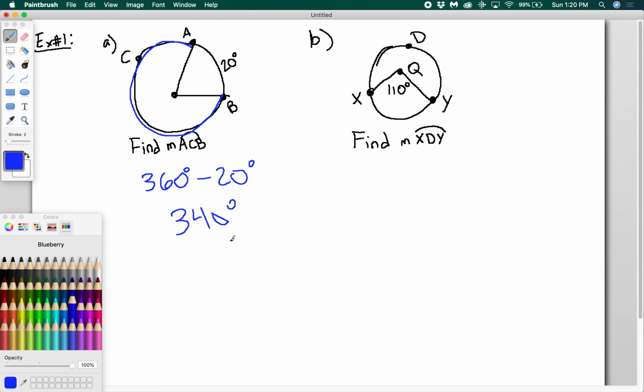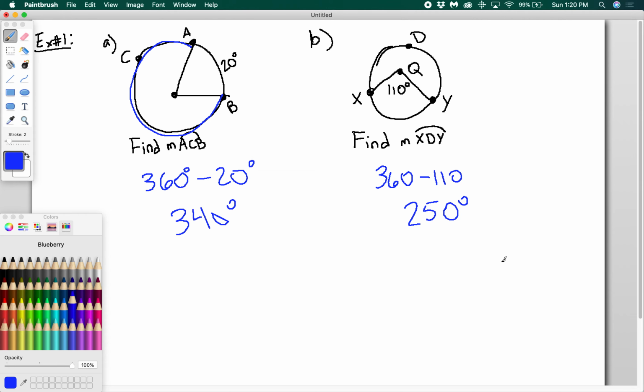All of these have degrees. So I would have 340 degrees for this first one. I just do 360 minus that. For part B over here, I'm given the measure of XQY is 110 degrees, and I want to find the measure of XDY. So we do the same thing. We do 360 minus 110, and that gives us 250 degrees.